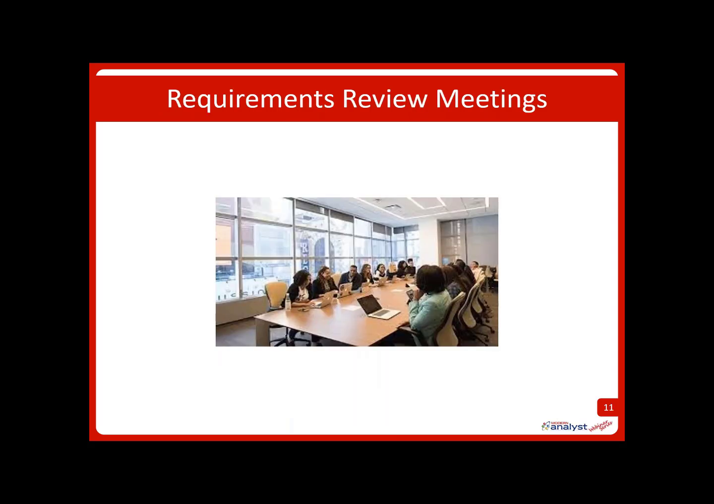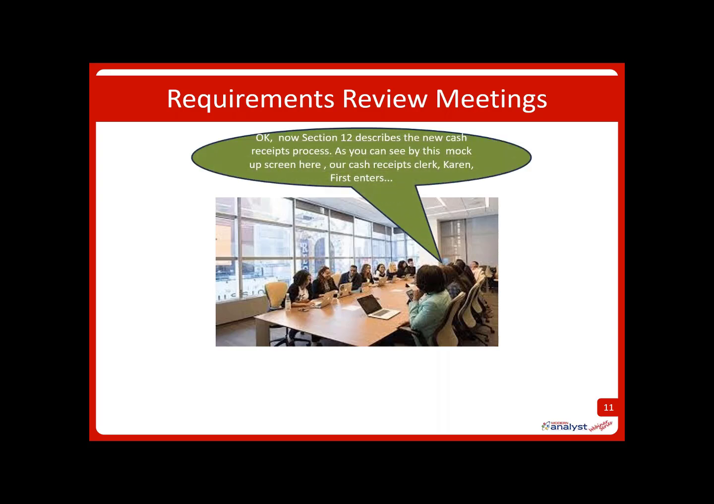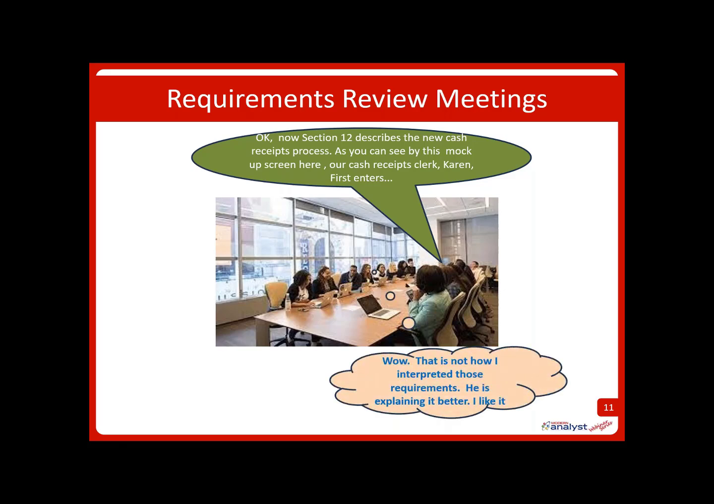Looks like this. Same group. Here we go again. This time I'm up there saying, all right, now in section 12, it describes the new cash receipts process. And as you can see by this mock-up screen here, our cash receipts clerk, Karen, first enters, and then she does this, and then this, and you can see that this will happen. And people are now saying, oh, well, that's not how I interpreted the requirements. But I understand what he's doing, and I like that better anyway. I think I'll go along with it. Then somebody else says, well, what if Karen is not able to enter that particular information? In other words, they're understanding exactly what's going on because they're personalizing it.